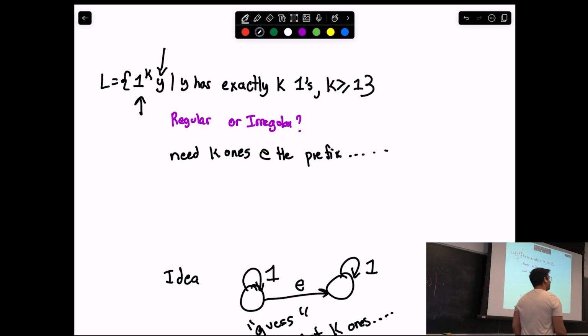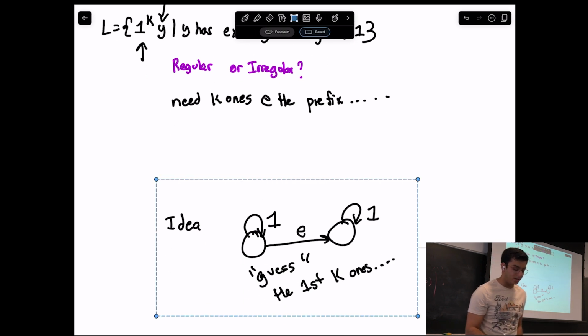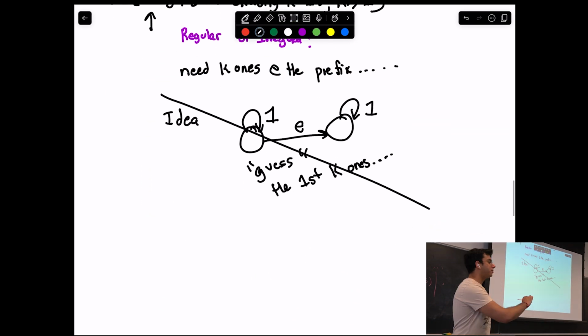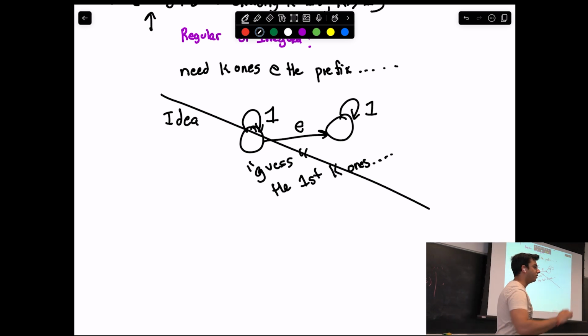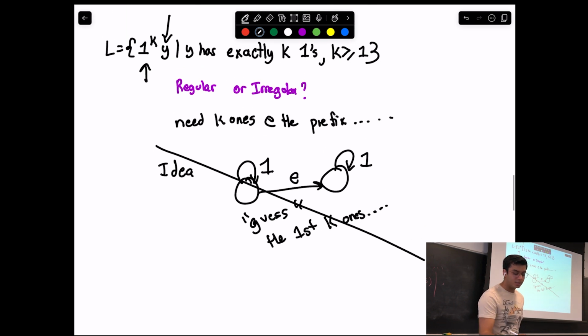So I'm struggling to come up with a regular expression, or an NFA or a DFA that can decide this. So I'm going to guess that the language is irregular. This is the process you need to go through. There's no algorithm that'll tell you this is exactly regular or irregular. You just need to try. So let's say we guess it's irregular. What could a fooling set be?